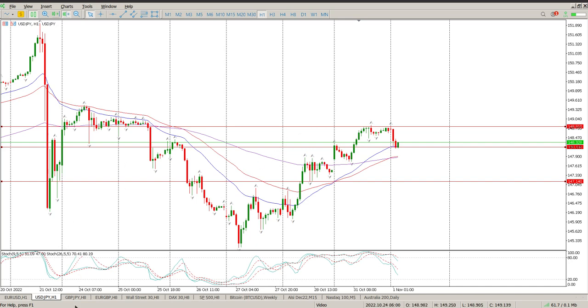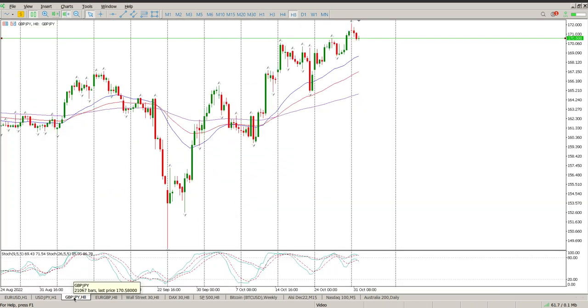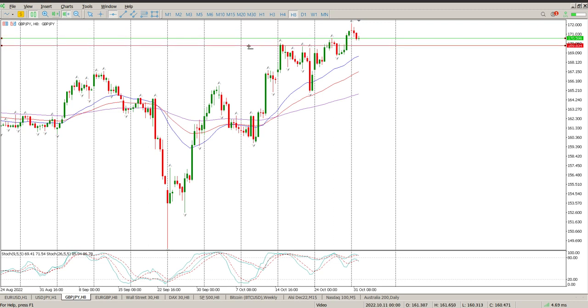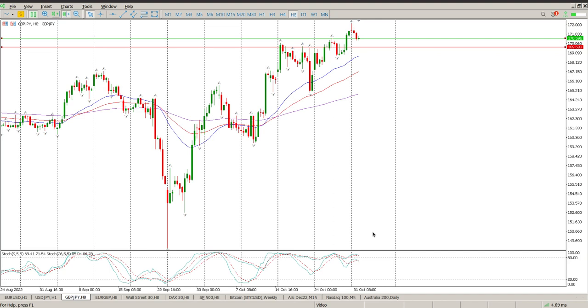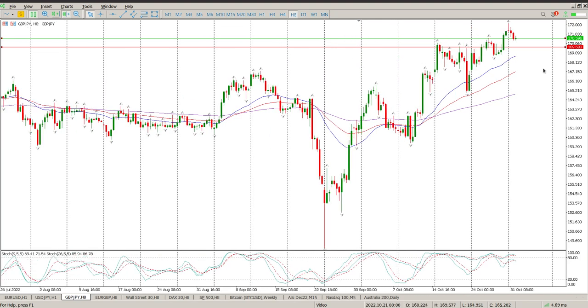I think I'll just sit on the side and wait for the Feds with everybody else. Moving on to British pound Japanese yen, nothing really going on at the moment. We do have a fairly strong area of support here. Don't like the way the oscillators are looking at the moment, and we've got this rejection bar here.